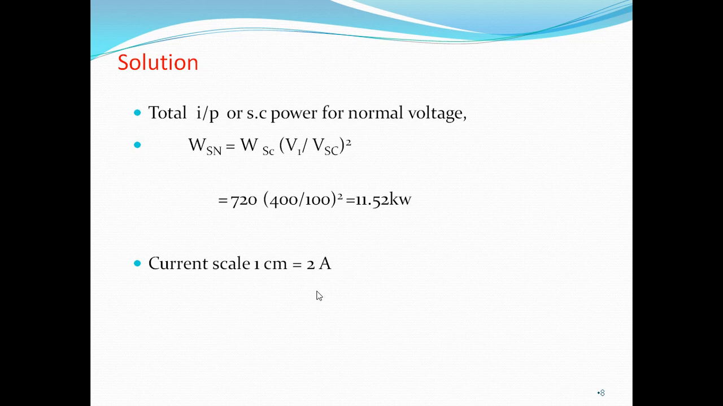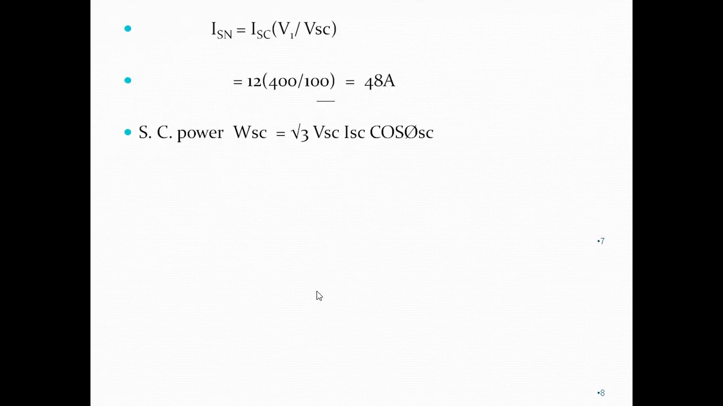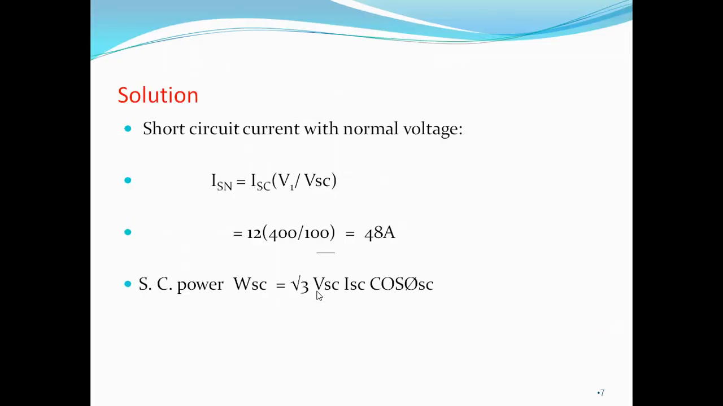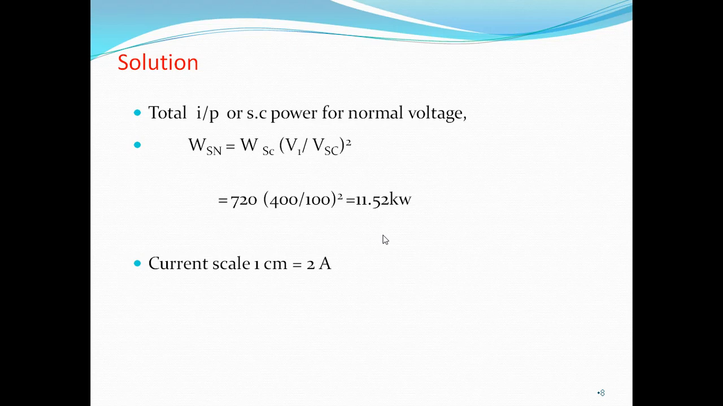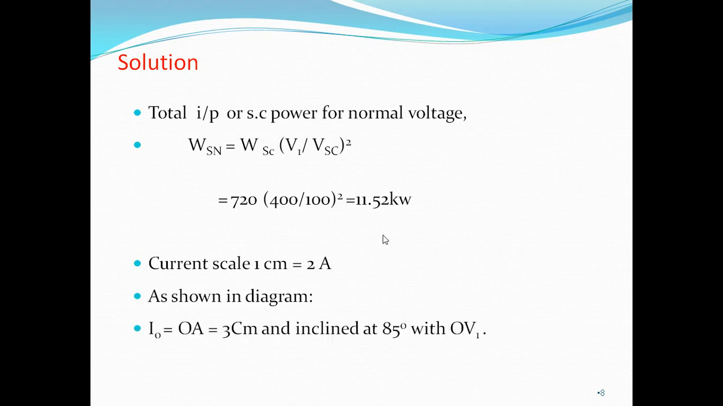But what is the current scale we have? That is 1 centimeter is equal to 2 amps. So what is the ISN we get? Go back. ISN is equal to how much? 48 amps. So that is 48 by 3. Oh, sorry, 2 we have taken. I think the current scale is written wrong. Yes, 2 only.